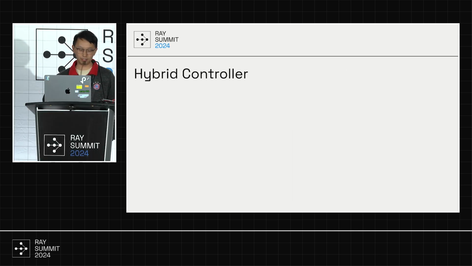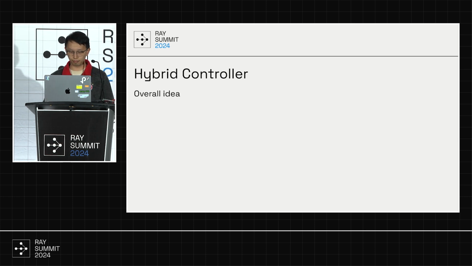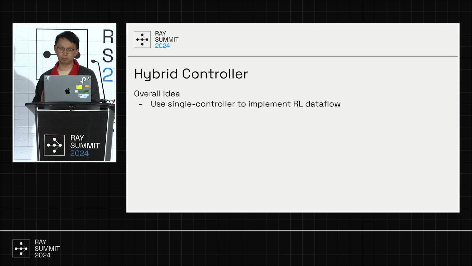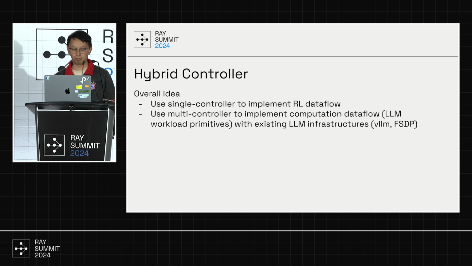So this comes to our design, which is called the hybrid controller. The overall idea is that we want to make the RL data flow as simple as possible, and we don't want to use multi-controller for many point-to-point, many-to-many communications. We want to use a single process to implement the whole RLHF data flow. But we want to use multi-controller to implement the computation data flows, with existing LLM infrastructures such as vLLM and PyTorch FSDP.